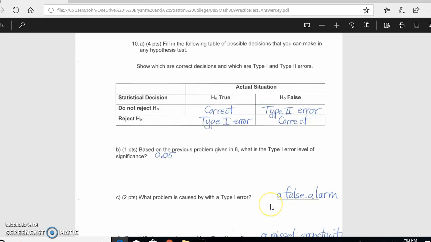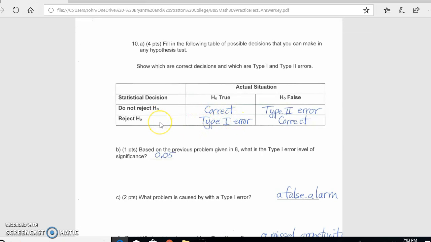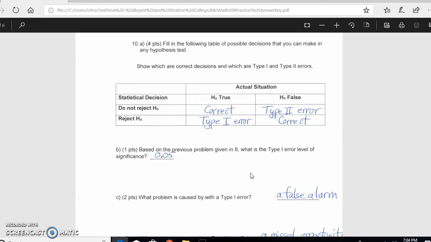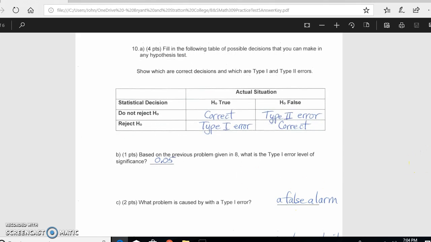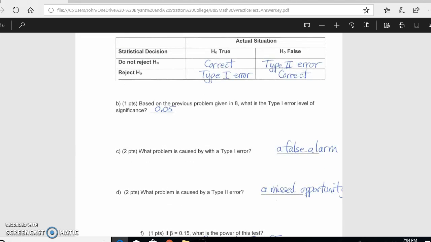For example, in the problem with the light bulbs, if we had a type 1 error, then we would reject the null hypothesis that the life of the light bulbs is no longer 7,500, it has changed. But the reality is the null hypothesis is true, we made a type 1 error, and we think there's a change in the mean life of the light bulbs when actually there isn't, and that's a false alarm.